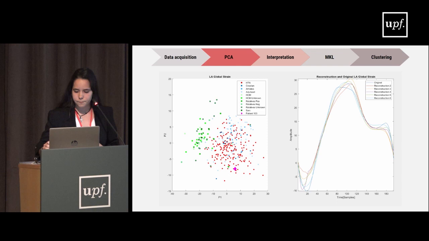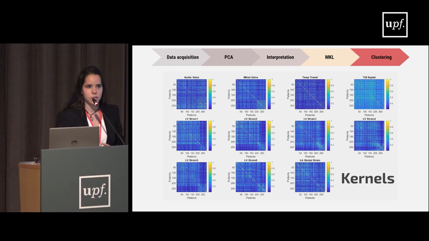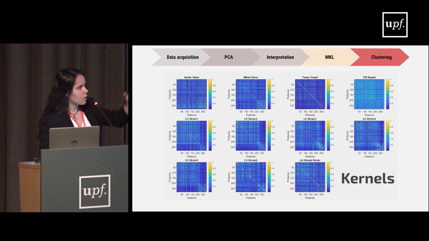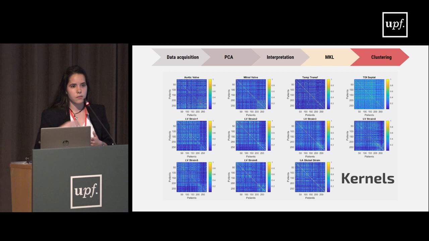So after talking about PCA, we can move to multiple kernel learning. The first step is to compute the kernel similarity matrix of each one of the features. We can observe that each one of the kernels has the same dimensions, and also that in the diagonals the values are equal to 1, as it is the similarity between the patient and himself.